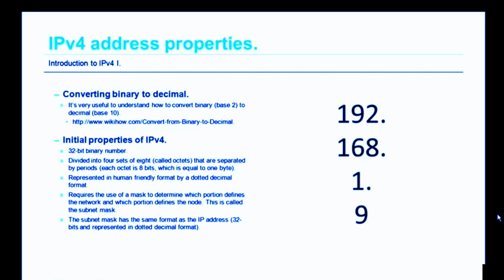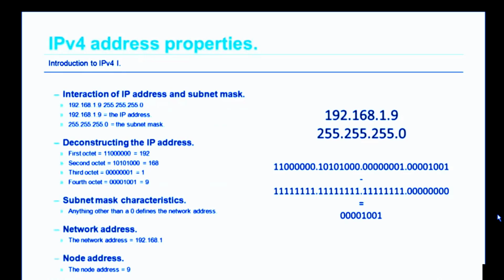Now, when we look at this address, 192.168.1.9, that is an IP address, but we don't know which portion is the network or which portion is the host. To be able to resolve this, it requires the use of a mask which determines or defines which portion is which. This mask is called the subnet mask, and the subnet mask has the same format as the IP address, as in it's 32 bits and it's represented in dotted decimal format.